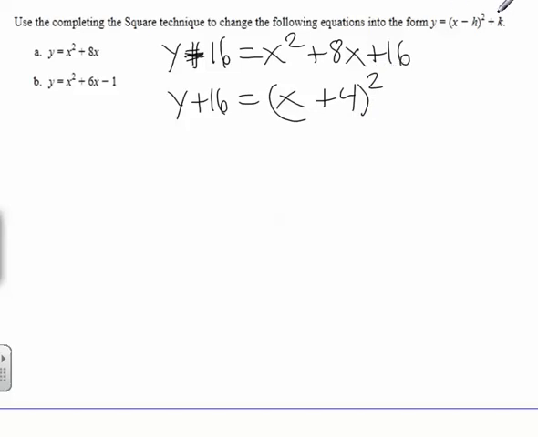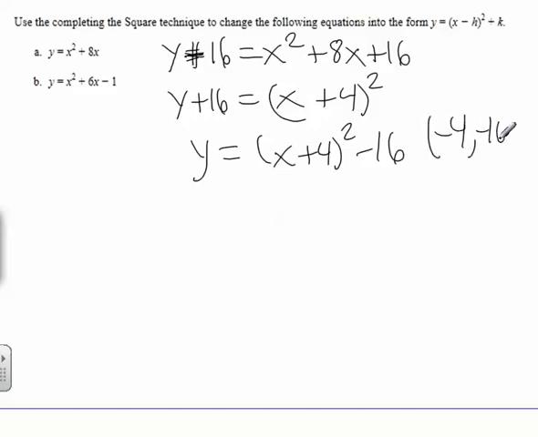And then to finish the format, subtract 16 from each side, and we have y is equal to x plus 4 squared minus 16. And now it's in that format where we have an h and a k, and we can easily graph this. We know exactly where our vertex is. The vertex is at -4, -16 for that parabola, and it's opening up because it's positive.